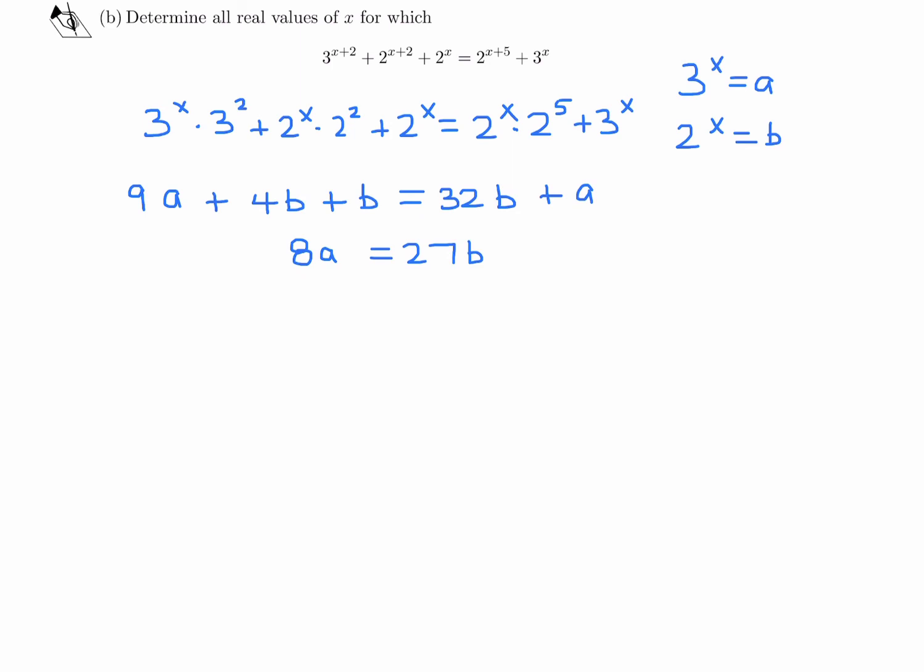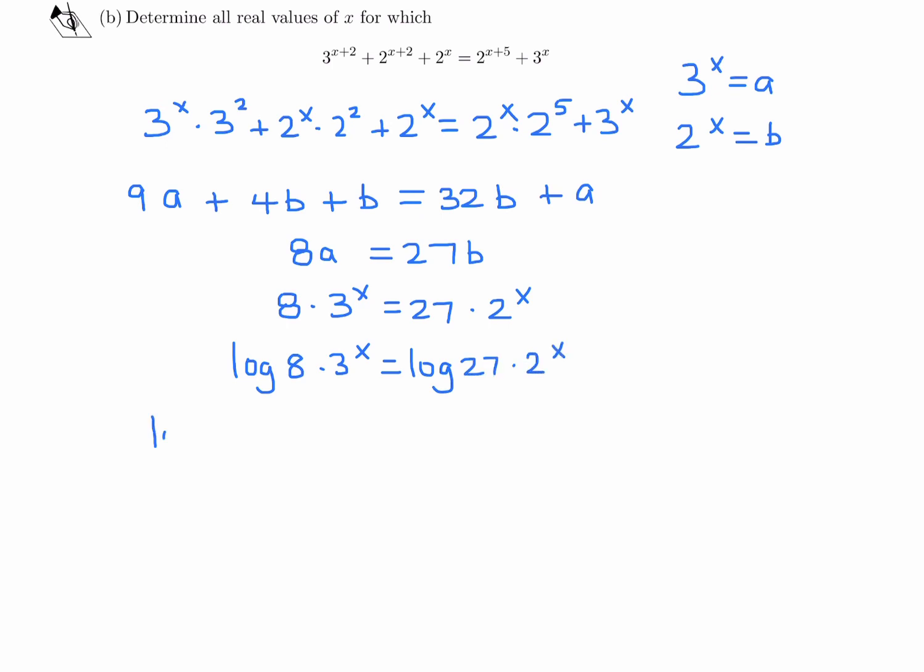And then at this point, I can substitute back in. And if I do, I get 8 times 3 to the power of x, and that is equal to 27 times b, which is 2 to the power of x. Okay, so now I bring in my logs. This is going to be log of 8 times 3 to the power of x is equal to the log of 27 times 2 to the power of x.